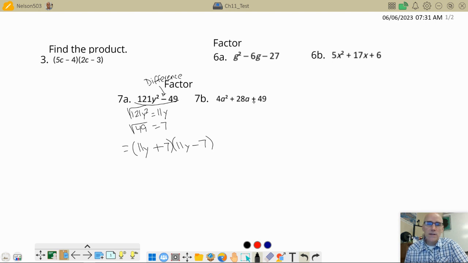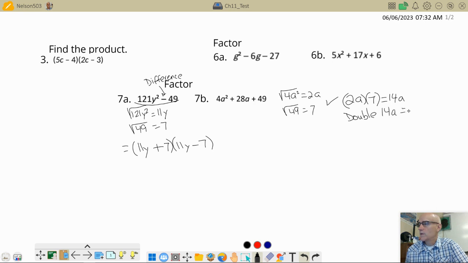This one stands a chance at being a perfect square trinomial. What does that mean? Well, I have 4a squared, square root of it, that gives me 2a. I take the square root of 49, that gives me 7. Check mark. Both the first and the last terms are perfect squares. When I multiply 2a times 7, I get 14a. If I double 14a, that gives me 28a, check mark. That's my middle term. This thing over here is definitely a perfect square trinomial, which means it is something squared.